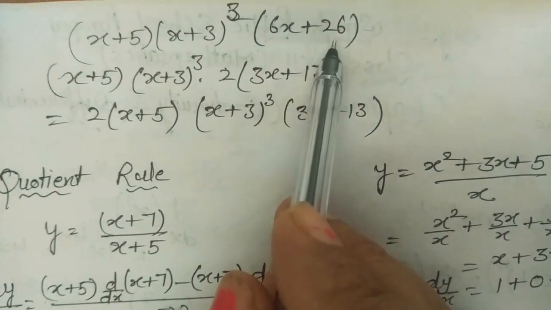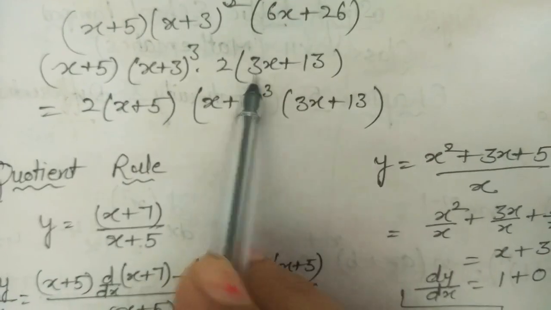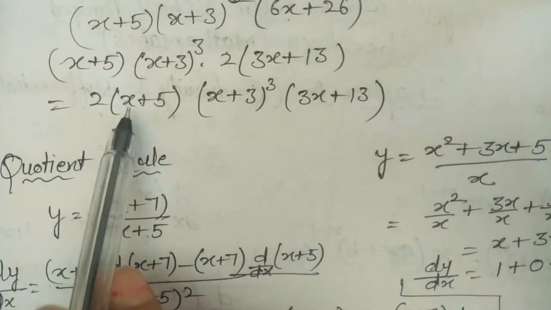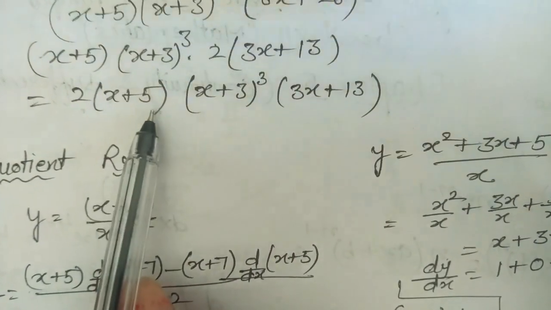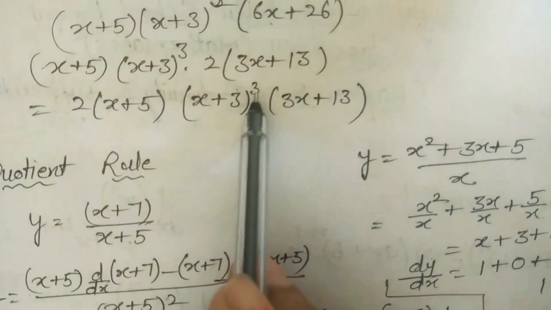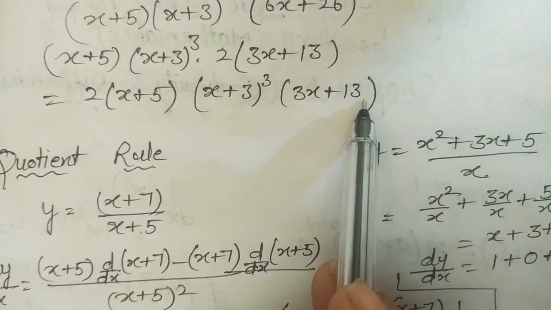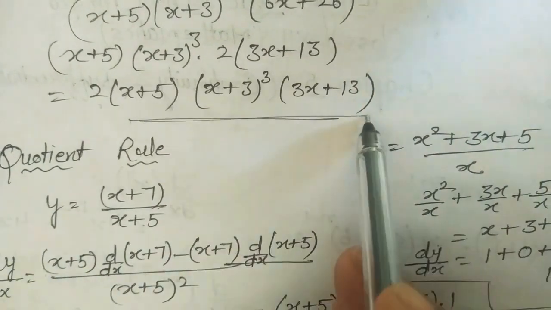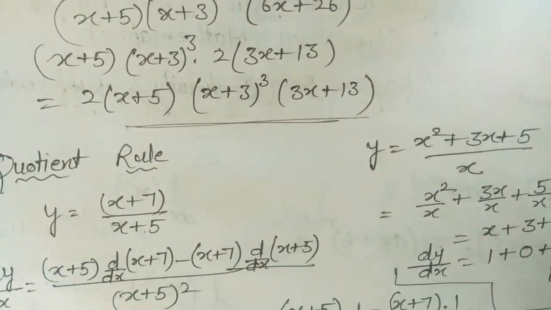What is common from these two? 2. What is left here? 3x plus 13. So the answer is 2 into (x plus 5) into (x plus 3) whole cube into (3x plus 13). You have to write the answer in the factorization form. No need to multiply these.